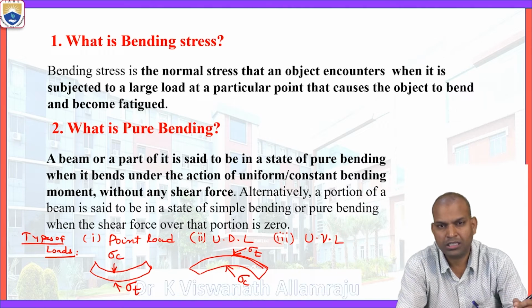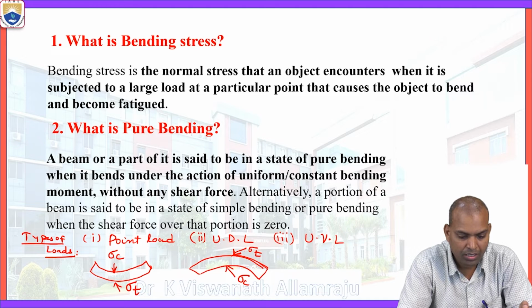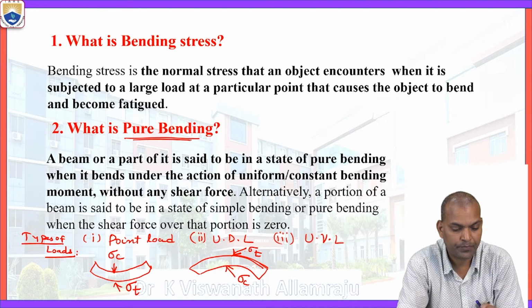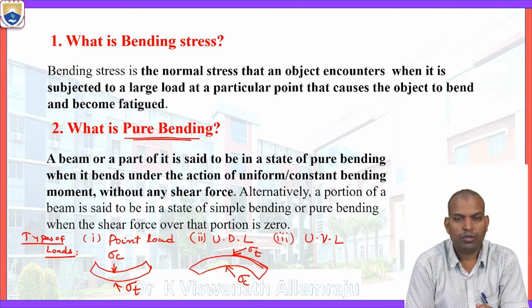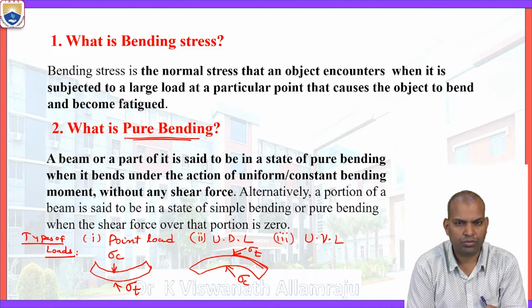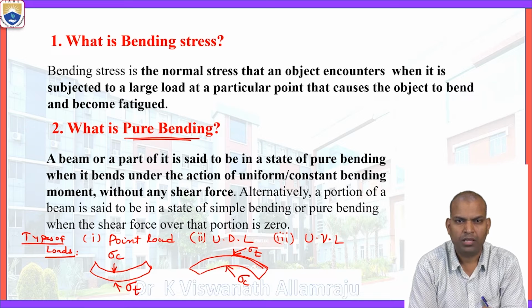Now, that is the concept of the bending stress. Now, what is pure bending? The next definition, a very important one, is pure bending. When the load is applied on the beam, in some portion of the beam the shear force becomes 0 and the bending moment becomes constant. That concept is known as pure bending.